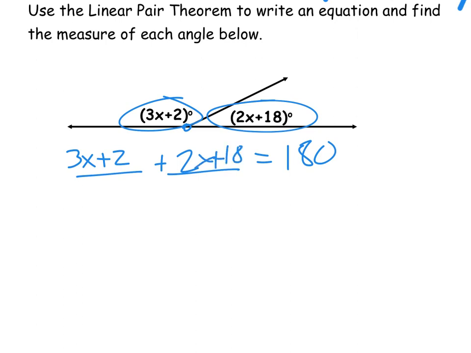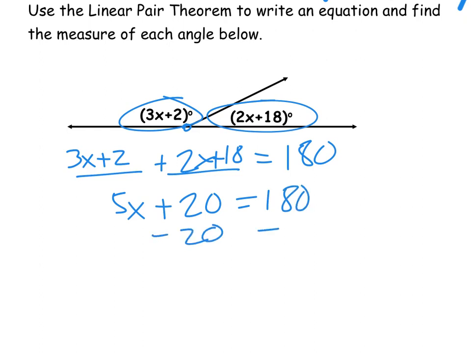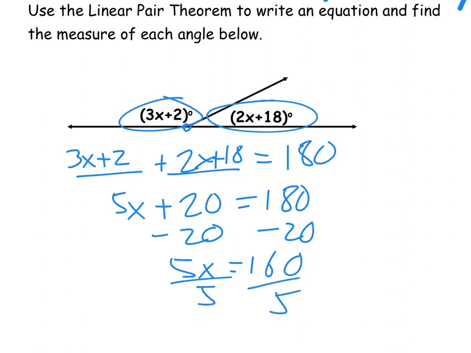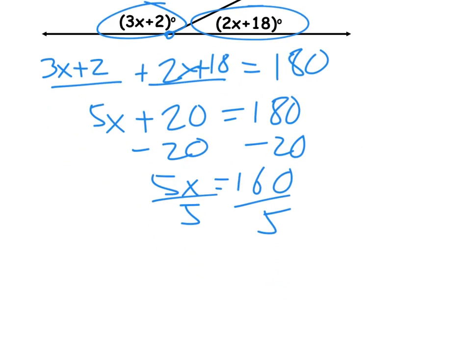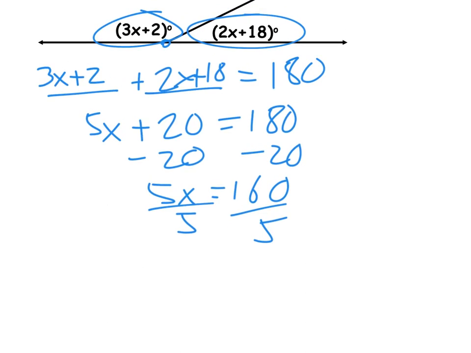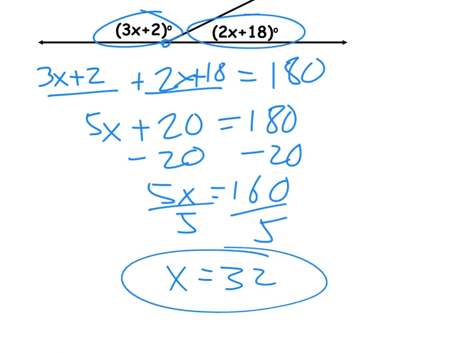All right. Now we can put those together. We have 5x. Put the 2 and the 18, we get 20. All right. Then we're going to subtract 20. I get 160. All right. And divide by 5. And let's see, 10 goes into 160 16 times. So 5 is going to go into there 32 times, all right? 32 times. So 32 is what x is.